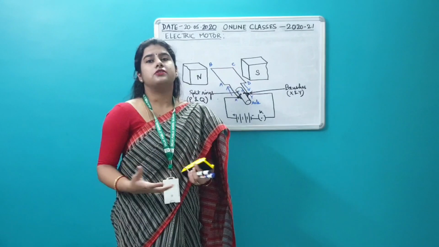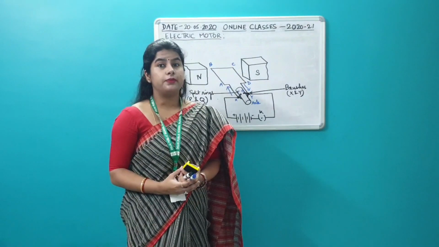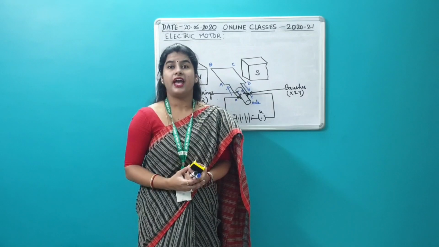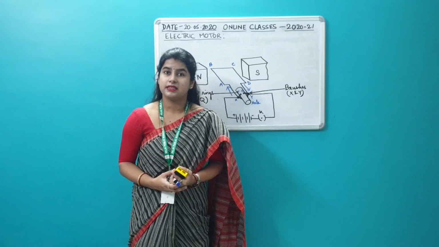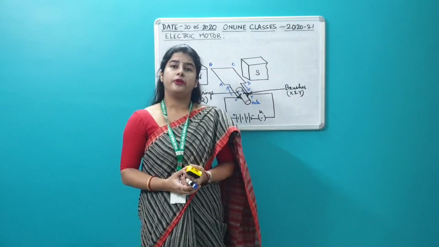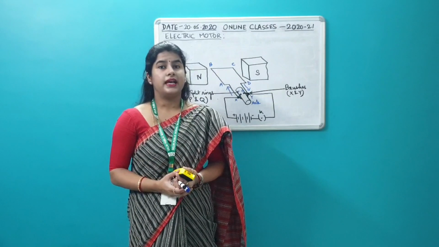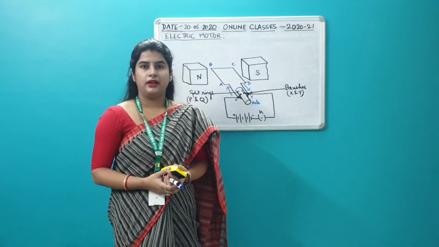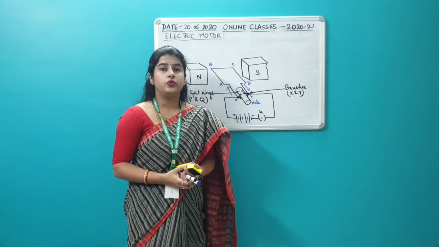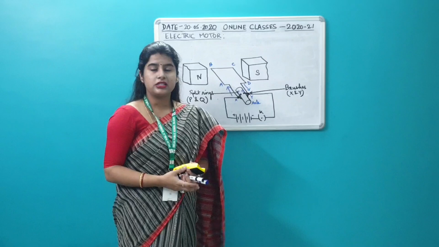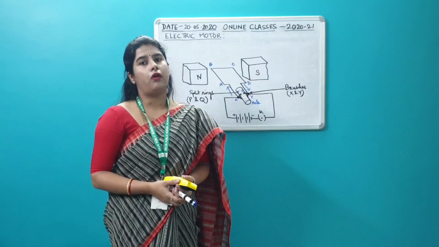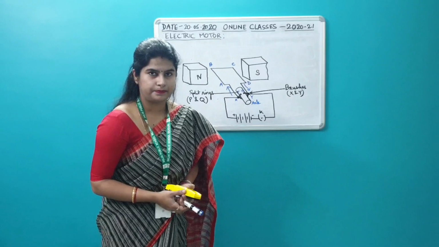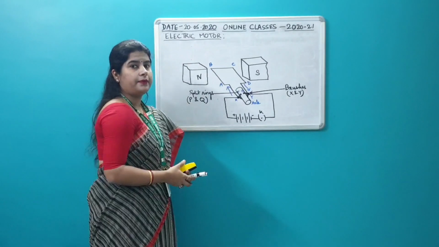There are various components which use electric motors inside them, like electric fans, washing machines, mixers. So many kinds of components use an electric motor. Now we are going to study this diagram first and then proceed with the working of the electric motor. So look at the diagram, all of you.